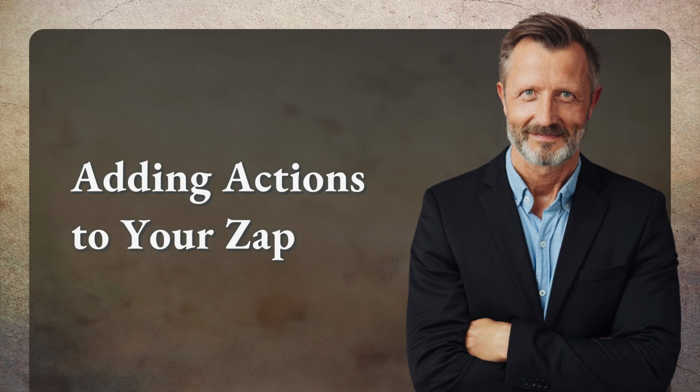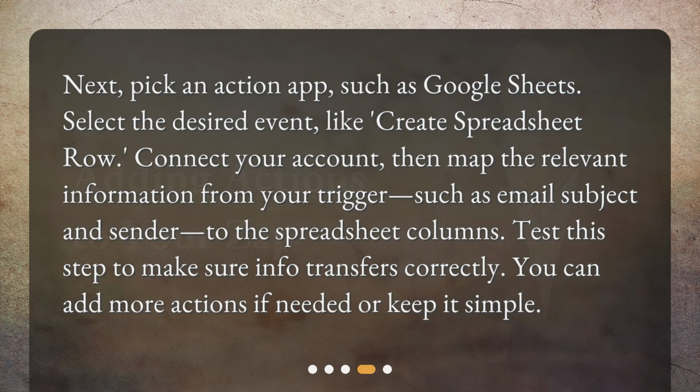Adding actions to your Zap. Next, pick an action app, such as Google Sheets. Select the desired event, like Create Spreadsheet Row. Connect your account, then map the relevant information from your trigger, such as email subject and sender, to the spreadsheet columns. Test this step to make sure info transfers correctly. You can add more actions if needed, or keep it simple.